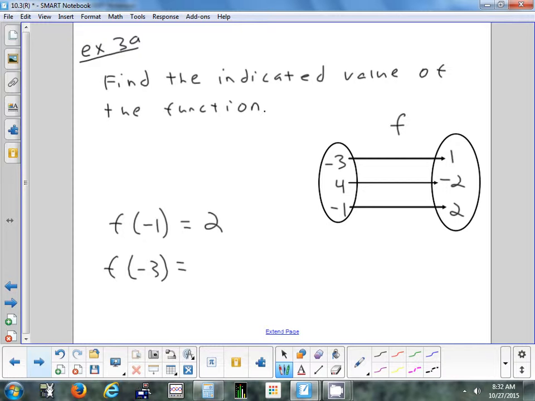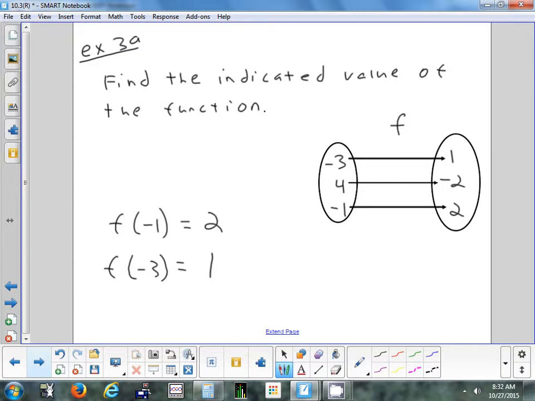Okay? Simple way to say that, if you plug -1 in for x, you're going to get 2 for y. That's the coordinate. Last one. F of -3. Yeah, if we plug in -3 for x, we get 1 for y. So, what is this? How would you write this as a coordinate?